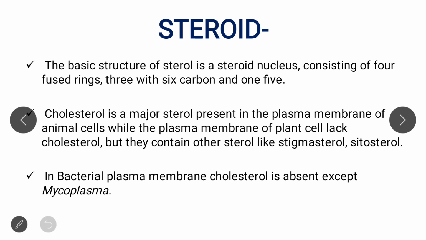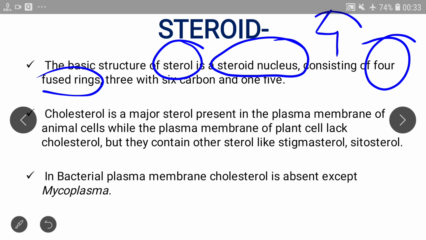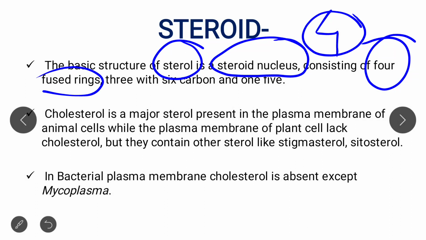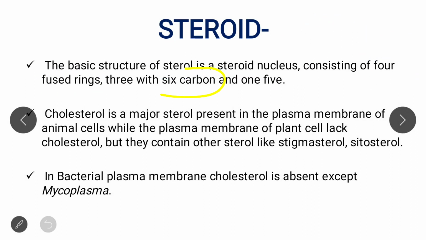So what are steroids? Steroids are made up of a steroid nucleus, which consists of 4 fused rings. Consists of how many fused rings? 4 fused rings. And out of the 4 fused rings, 3 are with 6 carbons and 1 with 5 carbon.